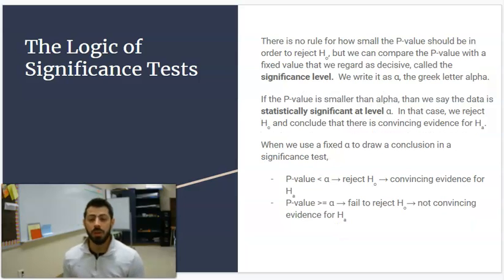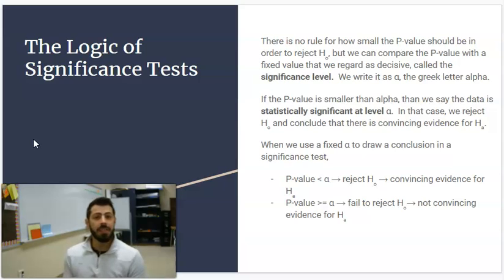Now, there's no rule for how small the p-value should be, so we can usually set our threshold as low as we want. That threshold that we decide as our line, if it's less than this, then we're going to say he's lying. If it's bigger than this, then he's telling the truth. Whatever that threshold is, we call our significance level, and we use the symbol alpha, the Greek letter alpha, for that symbol. In general, if the p-value is smaller than alpha, then we say the data is statistically significant at that level.